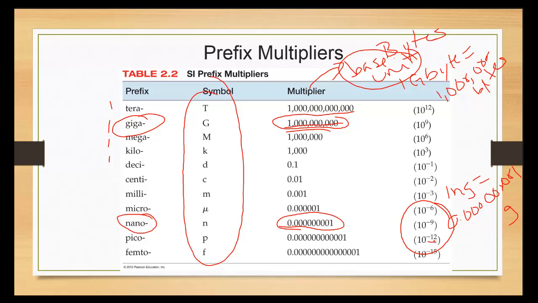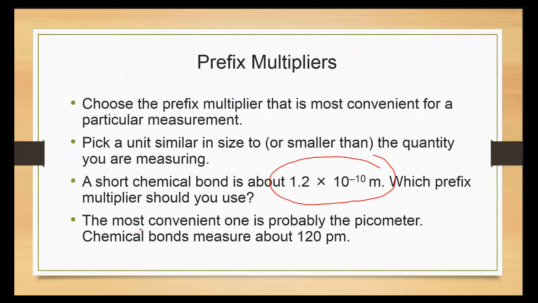So notice times 10 to the negative 12 is pico. So therefore, we measure it in picometers. So instead of having this long number to write out, I can just say 120 pm, 120 picometers. We'll discuss later in a different tutorial how to do those conversions.